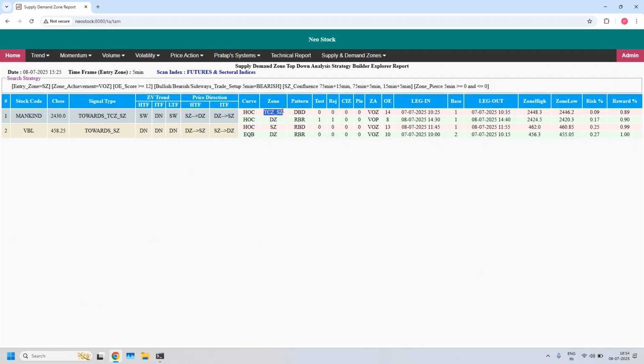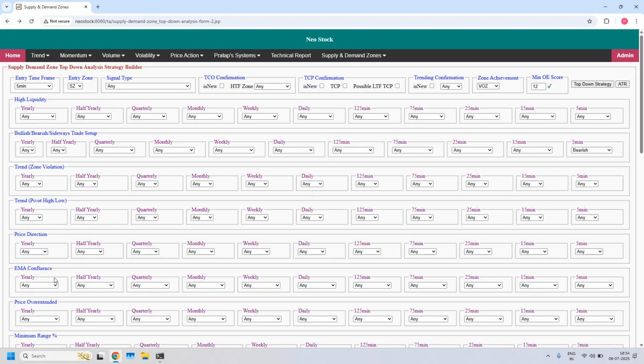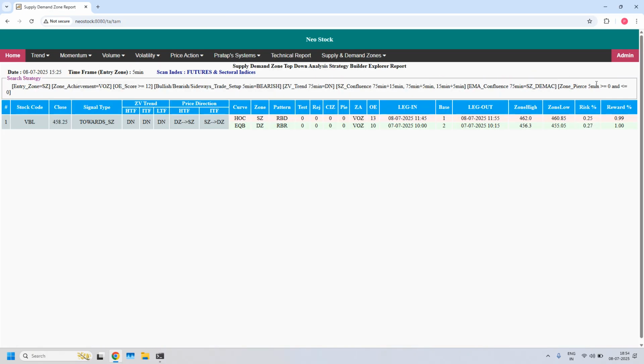This 5 minute supply zone overlapped with 15 minutes, both together overlapped with 75 minutes. And the 75 minutes trend is down in only 1 stock. Let's verify if this has daily EMA confluence. 75 minute supply zone with daily EMA confluence. And also the trend on the 75 minutes should not be sideways, it should be downtrend, because it is a bearish trade setup. So that 1 stock is filtered.